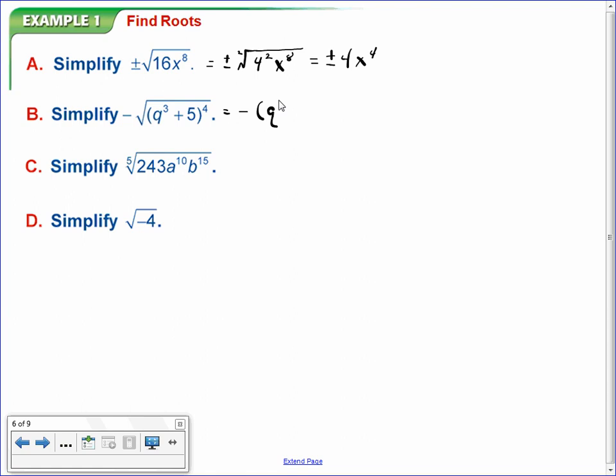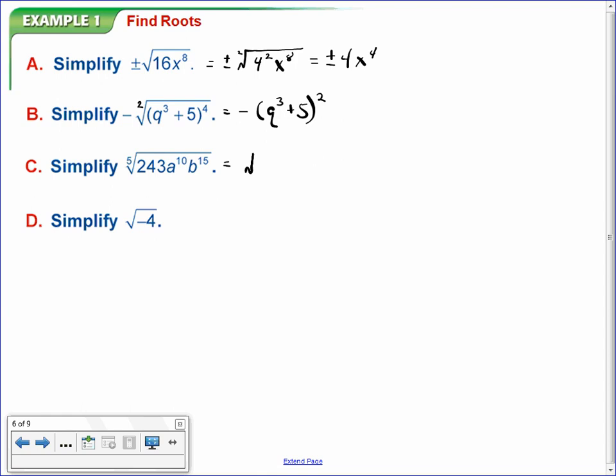Q to the third plus 5. Alright, so the square root of a fourth root, of something to the fourth power, would be to the second power. So, the negative square root of q to the third plus 5 quantity to the fourth power is negative q to the third plus 5 squared. Let's kick it up a notch here and let's look at this.